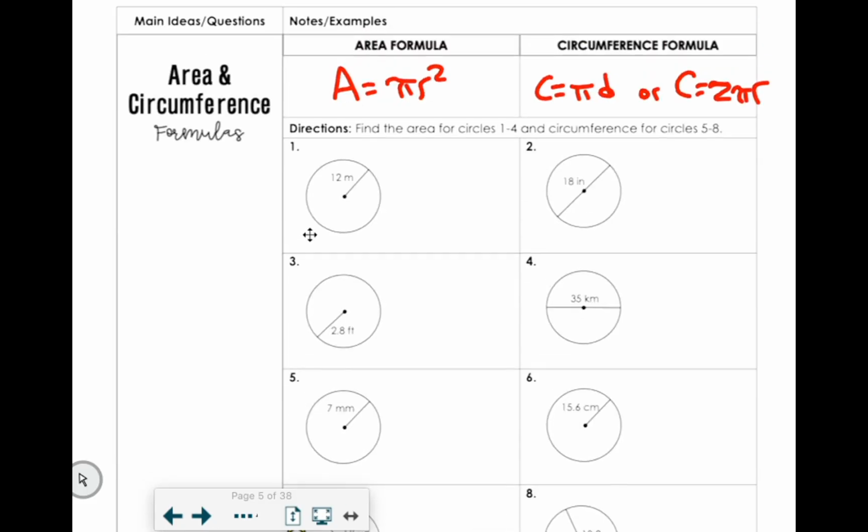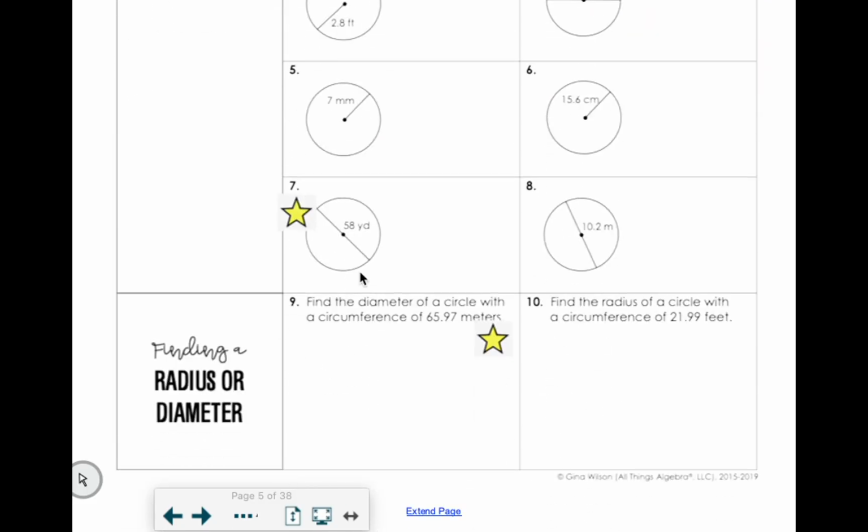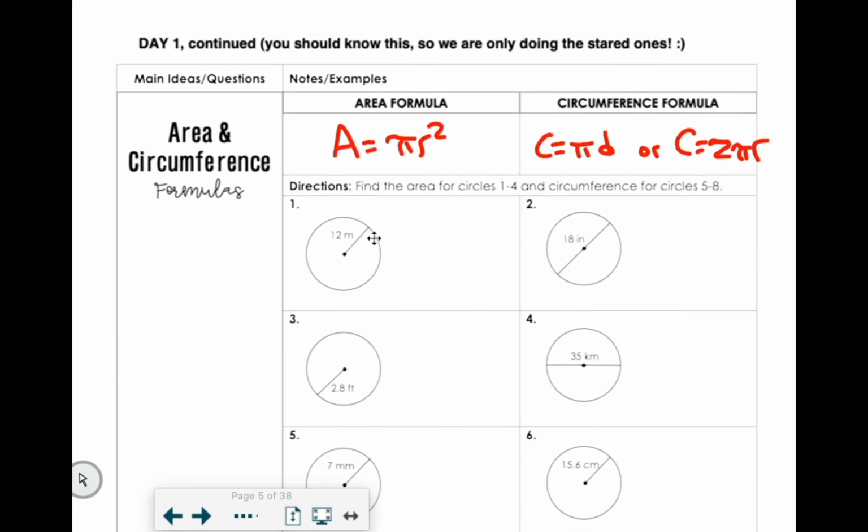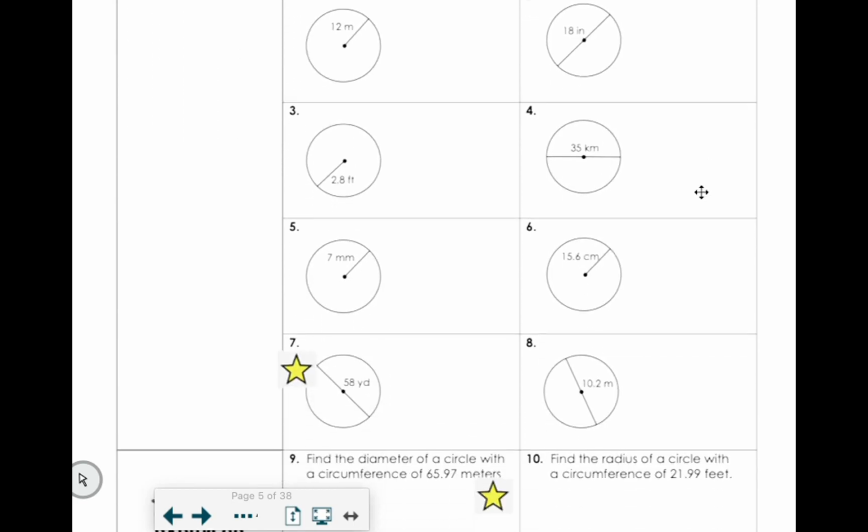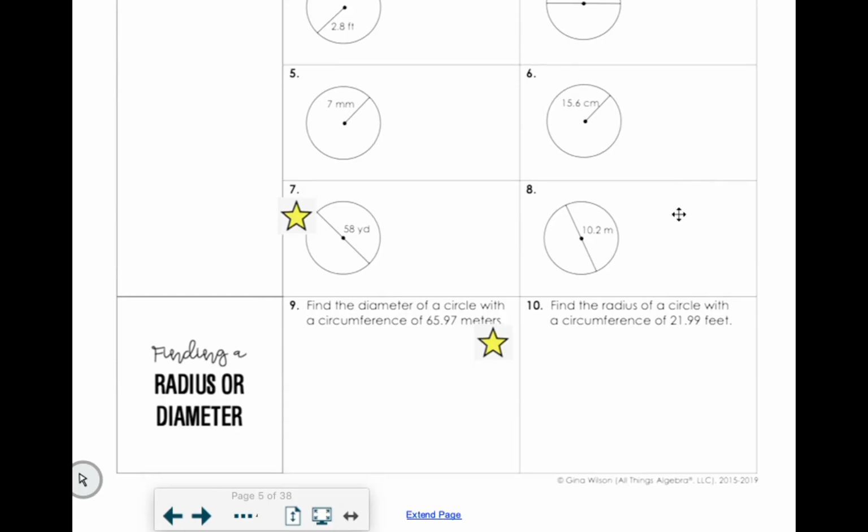This one we'll just say in terms of pi. The directions here say area and circumference. Find the area for circles 1 through 4 and circumference for circles 5 through 8. I'm just going to do the area and circumference of this one here.